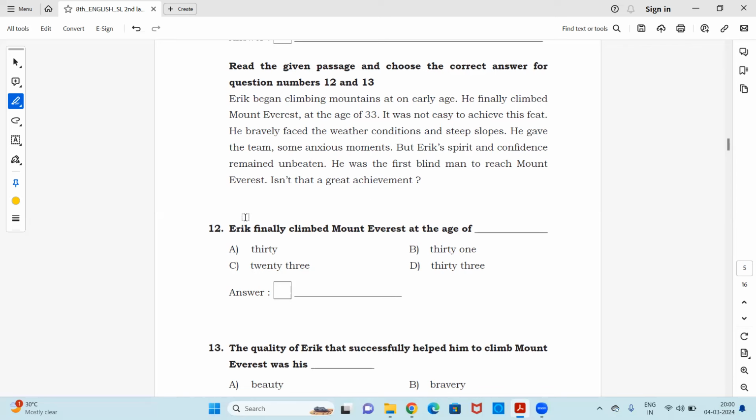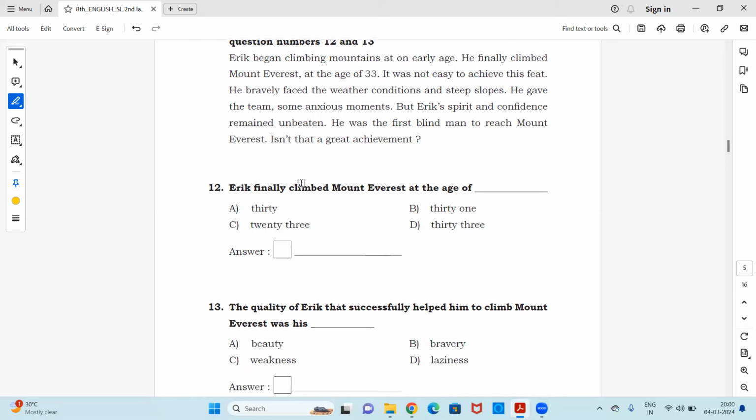Okay, so this is a paragraph about Eric. Now, Eric finally climbed Mount Everest at the age of, so 33, you have just read here. So option C, 33, will be the right answer.